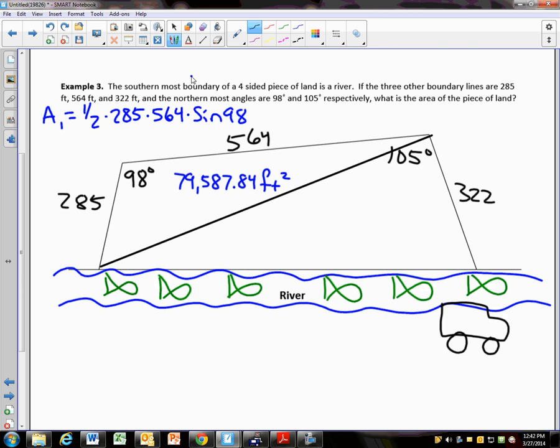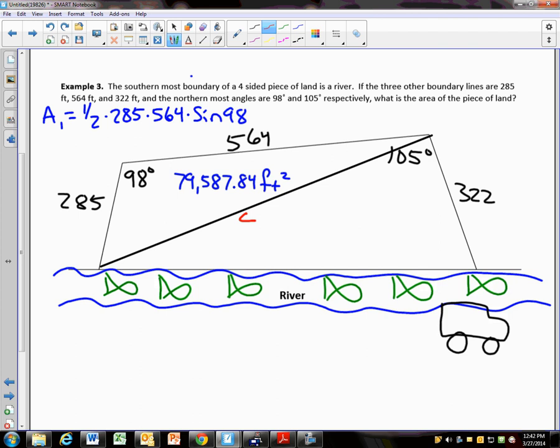If we want to find the area of this triangle right there, then we need to know this length, right? We'll call it C. And what would we use to find that? Law of cosines, because you have a side, angle, and a side. So we're going to use the law of cosines.